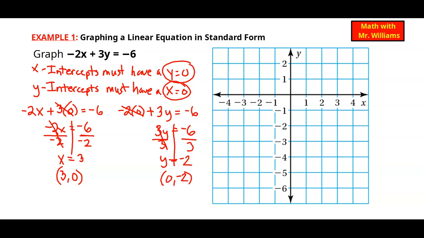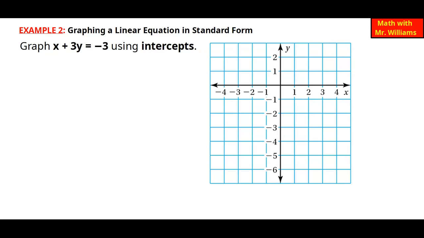So we have 3, 0. We start at the origin, move right to 3, and we don't move up or down. So our first ordered pair lands us on the x-intercept of 3. Now for the second one, we have 0, negative 2 to find our y-intercept. We start at the origin, we don't go left or right, but we go down 2, and we place our dot. Now we connect our dots. And now we've graphed our standard form.